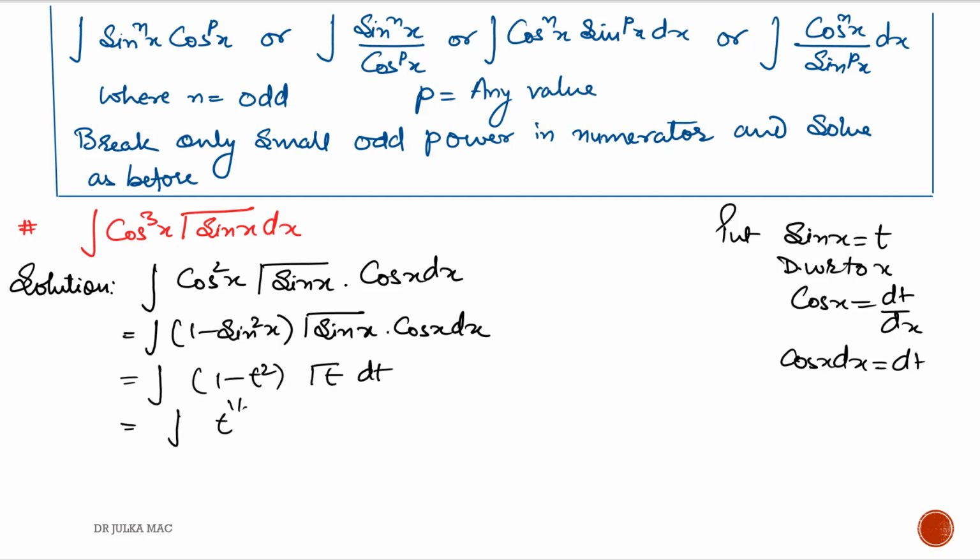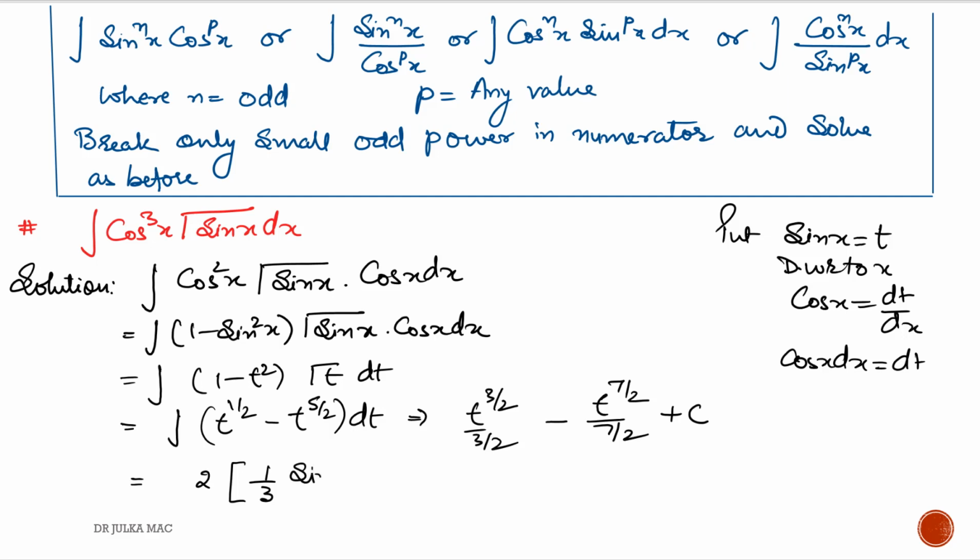And after expanding we will get root t minus t raised to the power 5 by 2 dt. After integrating we will get t raised to the power 3 by 2 upon 3 by 2 minus t raised to the power 7 by 2 upon 7 by 2. Replace t by sin x and the answer is twice of 1 by 3 sin x raised to the power 3 by 2 minus 1 by 7 sin x raised to the power 7 by 2 plus c.